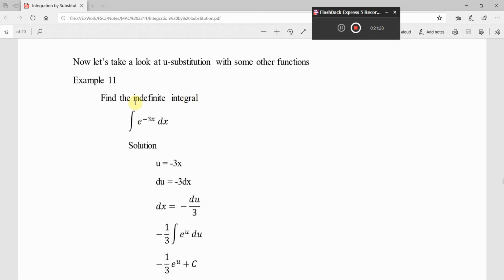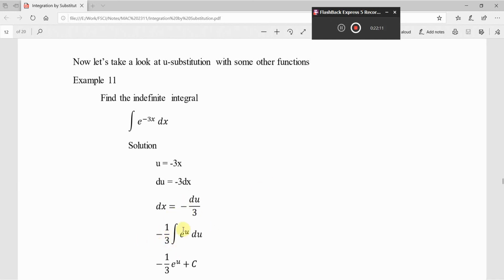Find the indefinite integral. So I have the integral of e to the negative 3x dx. Here's my solution. u is equal to negative 3x. du is equal to negative 3 times dx, which gives me dx is equal to negative du over 3. So when I do my u substitution, the negative 3x is going to become a u. The dx is going to be replaced with negative du over 3. And that negative, I'm going to put that on the outside of my over 3, is a 1/3.